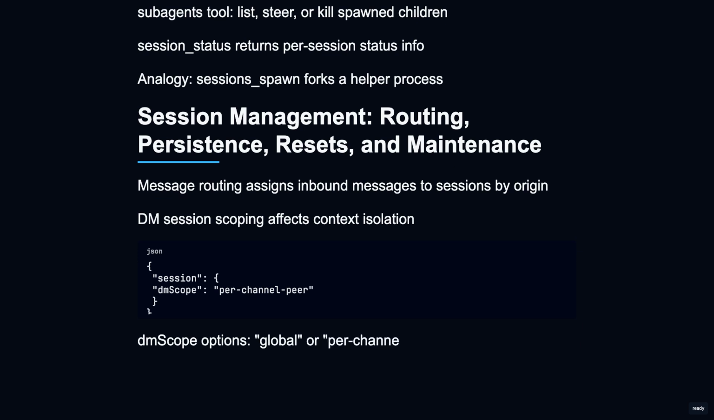You can choose between global, which shares one DM session, or per channel peer, which isolates sessions per sender and channel. Use the latter if multiple users DM the same agent and you want to keep conversations private. Test changes by sending DMs from different accounts and checking separate transcripts.